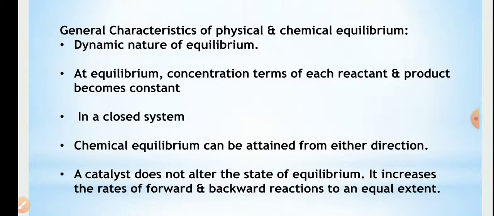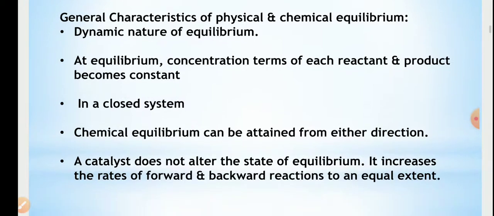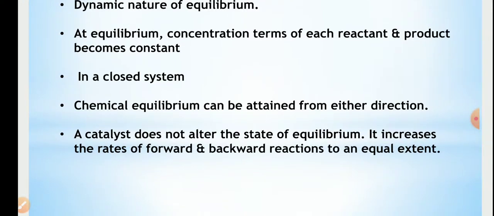But if you consider nitrogen and hydrogen and the production of ammonia, then in a particular situation, if the forward and backward reaction rates are the same, there will be no change of composition. So ultimately this is called equilibrium. At equilibrium, the concentration term of each reactant and product becomes constant. That's why I was saying composition. It should be a closed system, because if the ammonia produced is eliminated, that is if you perform this in an open system, then equilibrium is not possible.